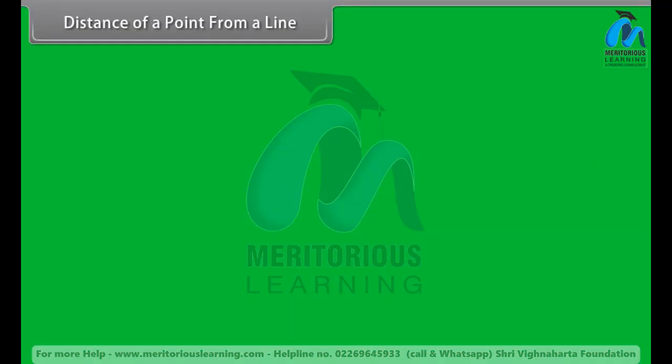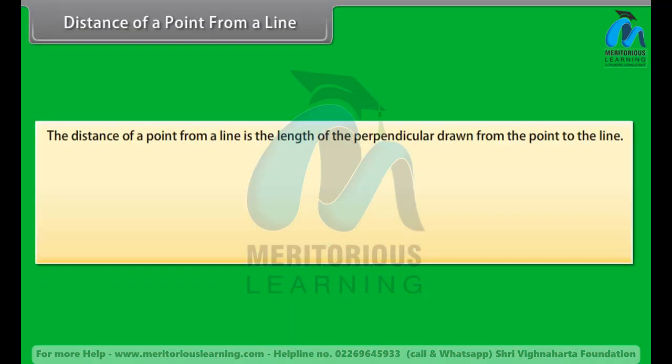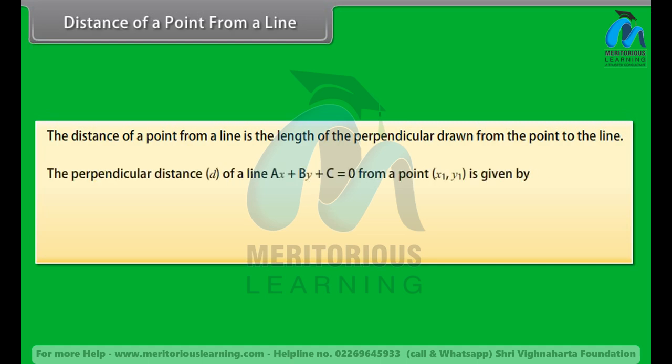Distance of a point from a line. The distance of a point from a line is the length of the perpendicular drawn from the point to the line. The perpendicular distance d of a line ax + by + c = 0 from a point (x1, y1) is given by d = |ax1 + by1 + c| / square root of (a square + b square).